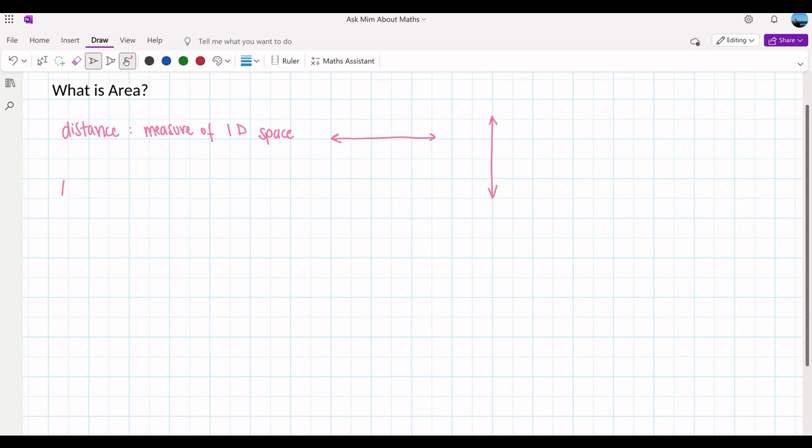Now, area is the measure of 2D space. Because the first line that I've drawn is horizontal, the next thing we're going to do is take this horizontal line and drag it vertically, say 2 boxes. We've now created a 2D shape. In this case, it's a rectangle.